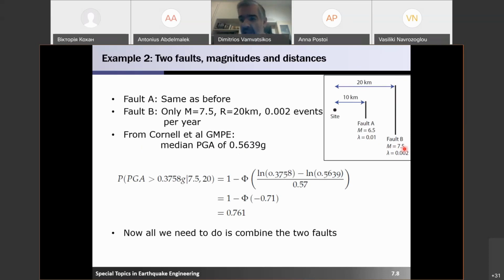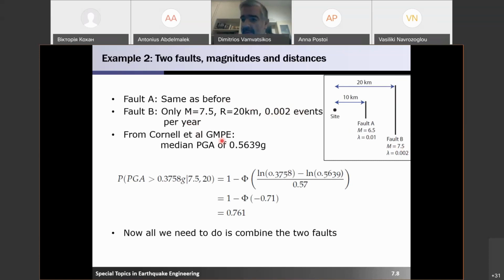That's typical. The larger the earthquake, usually the more rarely it happens. So 7.5 at 20 kilometers, 0.02 events per year. This one was 0.01. This one is much, much less frequent.